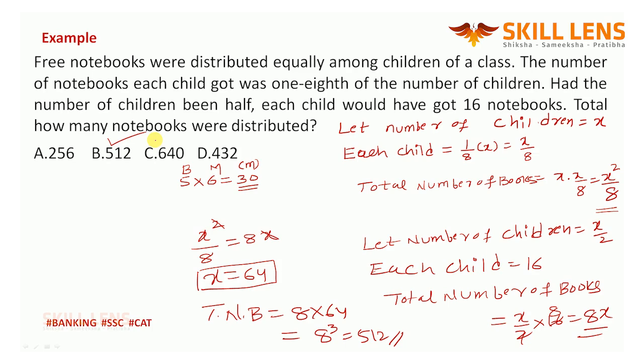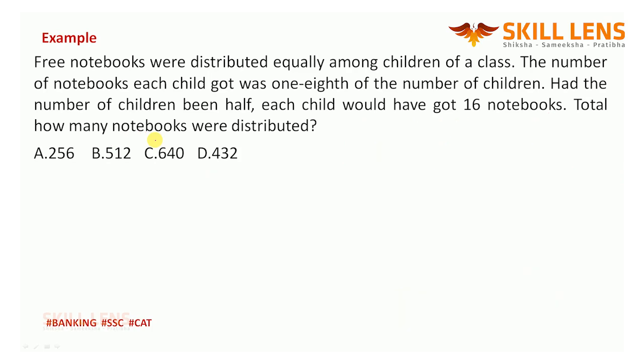So this is the traditional way of solving the question. Then what is the best way to answer this particular question? So now let's see. Please understand logically. Guys, in the first case, what happened? If the number of children is x, each child is getting what?